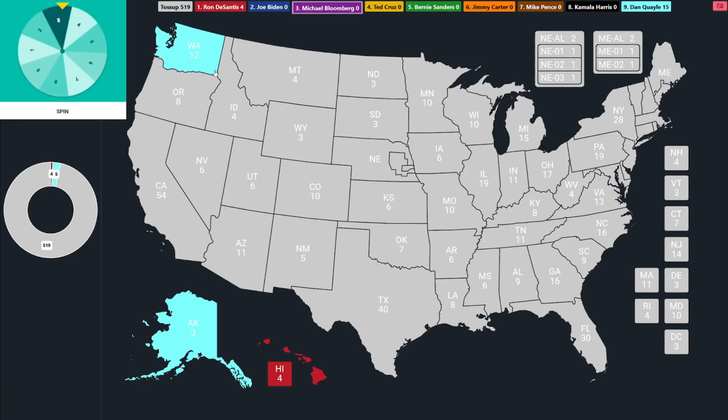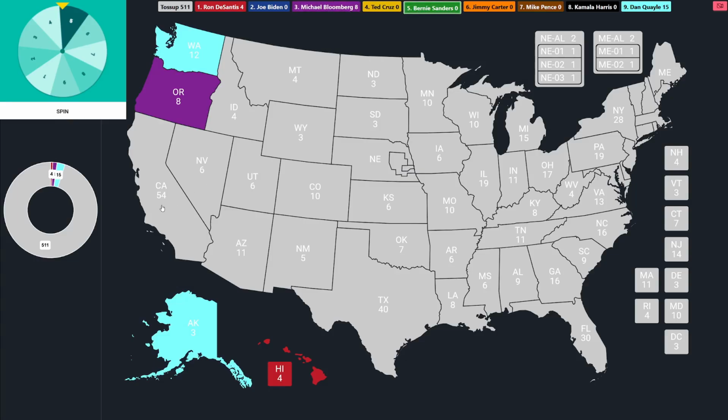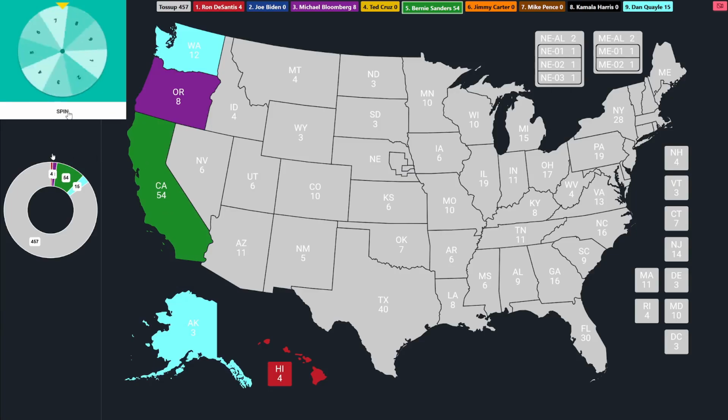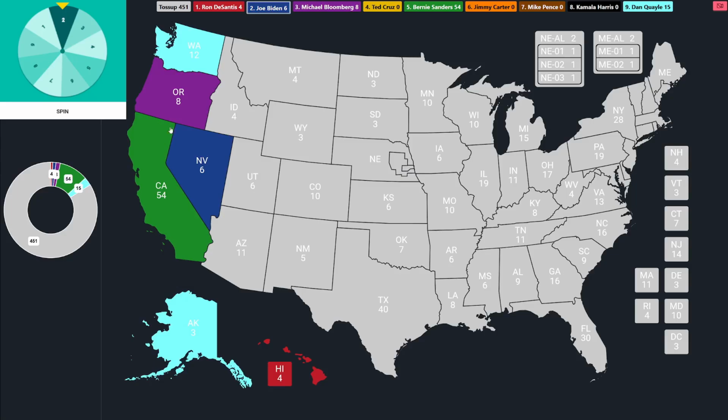We've got Michael Bloomberg. How about California? 54 votes. That's a ton. Kind of a free pass in a 9-way race. Let's do the spin. This is number 5. That's going to be BS. We're looking at Bernie Sanders. Probably safe for the next round. Let's do Nevada, the Silver State. And their 6 electoral votes are coming to number 2. We've got Joe Biden. How about the Gem State, Idaho?